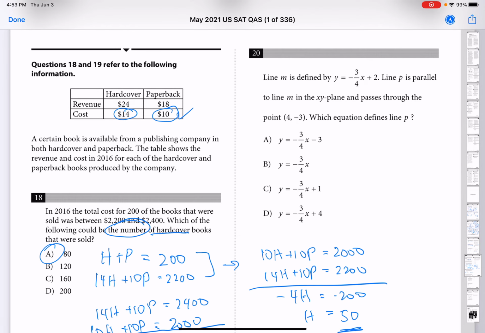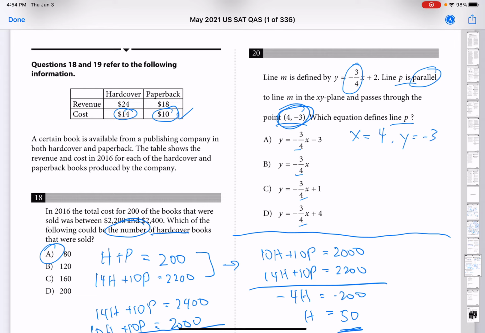Okay, for number 20, let's see if we have enough space over here. Draw a line here. It says line M is defined by negative 3 over 4 x plus 2, and P is a line that's parallel to line M, and it passes through this point. What's the equation that defines line P? Parallel means it's going to be the same slope, so we're looking for negative 3 over 4. Okay, so every single answer has negative 3 over 4. The only other thing we need to do then is plug in this specific point and see which one works. So let x be equal to 4, then y must equal negative 3.